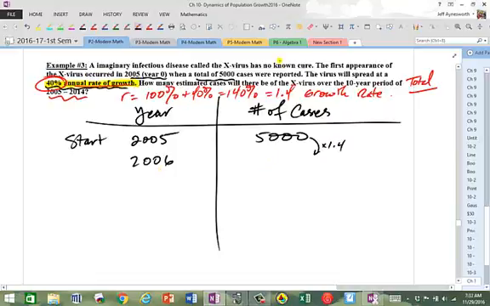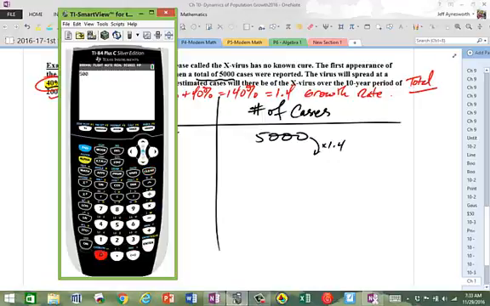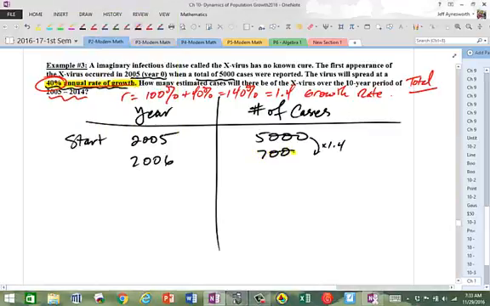Because again, this thing has no known cure, right? So it's going to increase over time. So we're going to take 5,000 here. I'm just going to generate a couple years so you can see what's going on. We're going to take 5,000 and multiply it by the growth rate 1.4, and I get 7,000. So there's 7,000 cases in 2006.